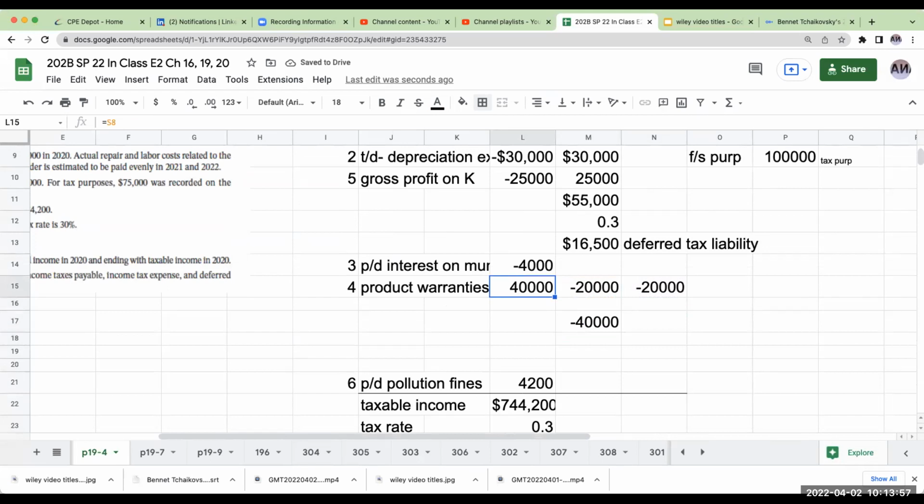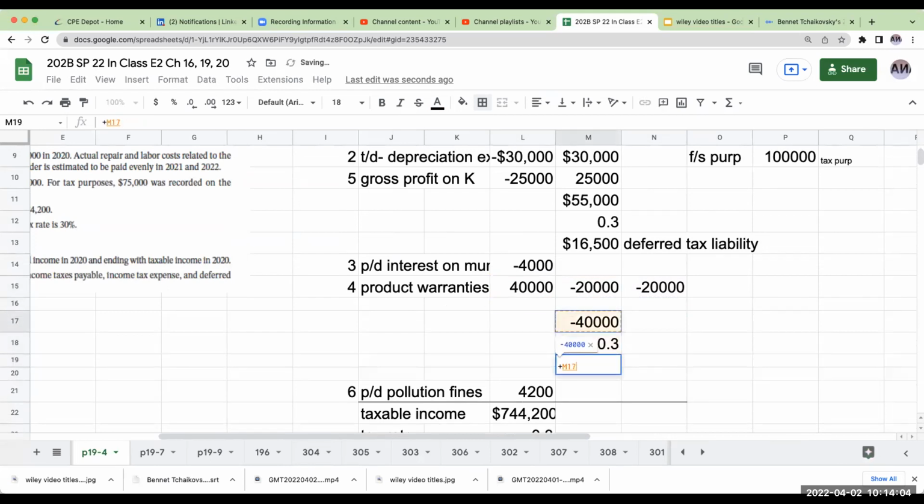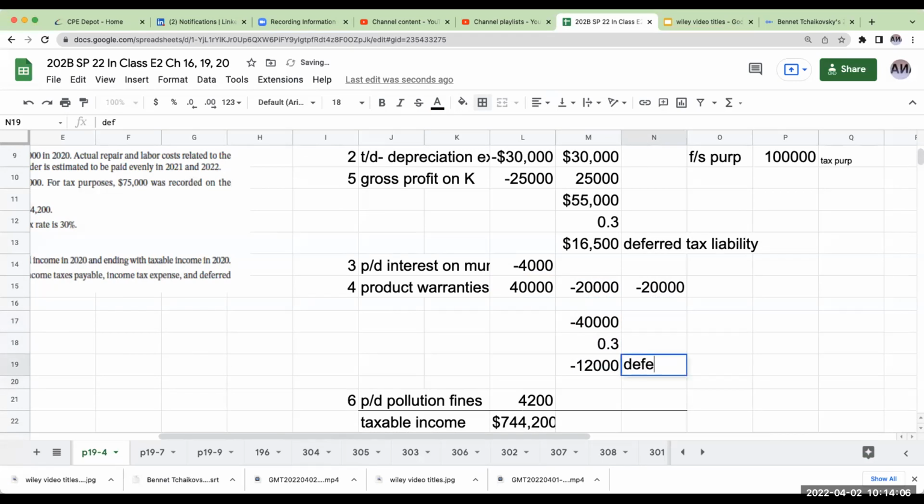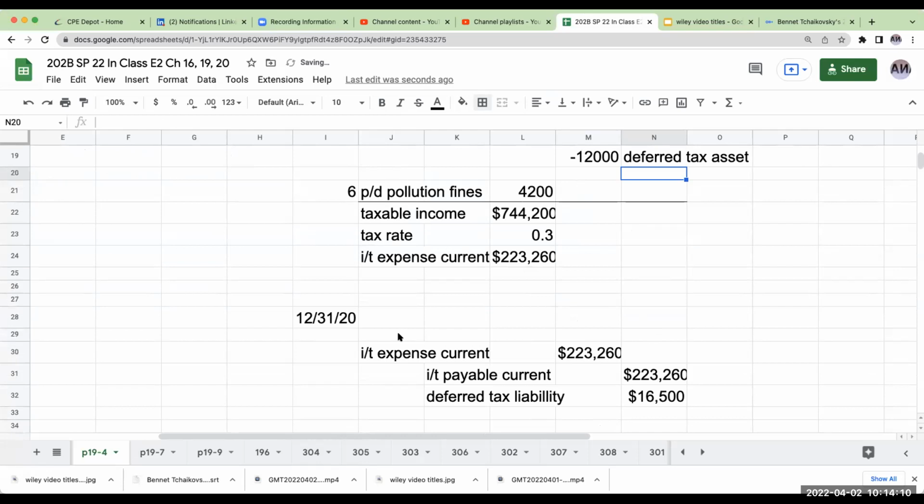Now, in terms of the deferred tax asset, in terms of the product warranties, I was not allowed to take the full expense this year. So this is going to create $40,000 worth of expenses in future periods. So over here, I'm going to have a deferred tax asset of $12,000. So right over here, I'm going to have deferred tax asset of $12,000.